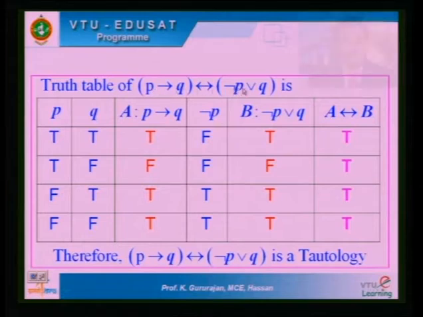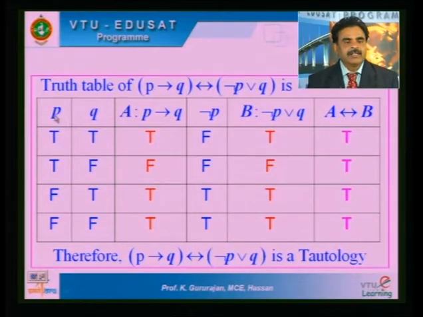Now, to begin with, I want to construct the truth table of this. I know that I am starting with P and Q, two propositions, so the truth table will contain four rows. Possible choices: TT, TF, FT, then FF. Now, I know how to construct the truth table of P implies Q. I told you earlier, P implies Q will take the truth value F only when P is true and Q is false. For all other choices, it is true. So, immediately you can write down TF means F, otherwise it is always true.